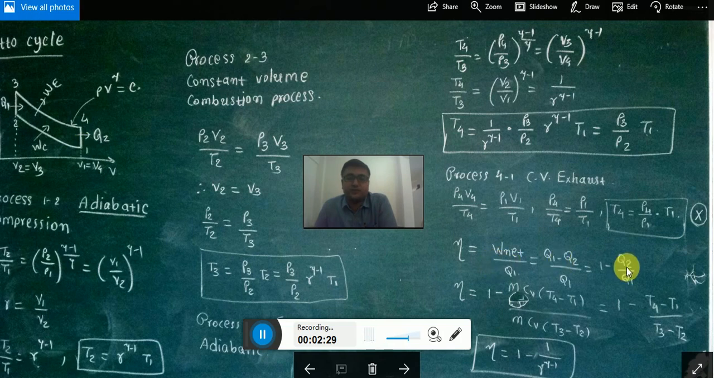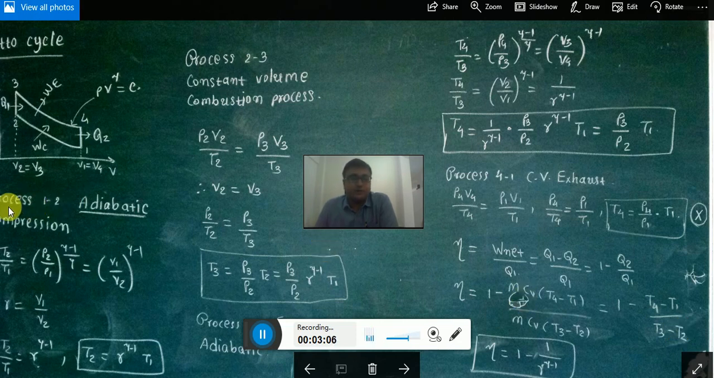So instead of Q2, I'm putting the equation m Cv (T4 minus T1), and Q1 is the process number 2 to 3, so instead of Q1, I'm putting the equation m Cv (T3 minus T2). m Cv cancels out. The equation would be 1 minus (T4 minus T1) divided by (T3 minus T2). So now we convert all the equations in terms of T1, meaning T4 in terms of T1, T3 in terms of T1 and T2 in terms of T1. How to do that? Let's come to the process.